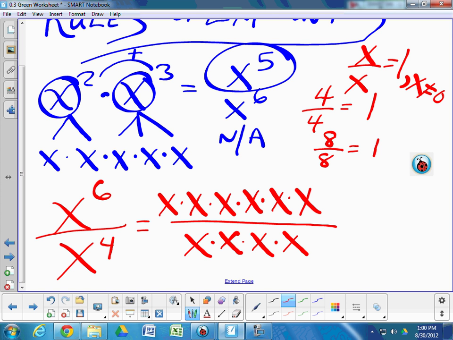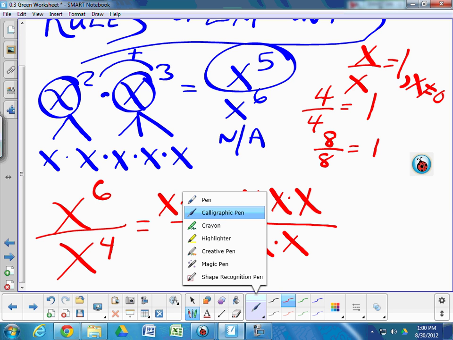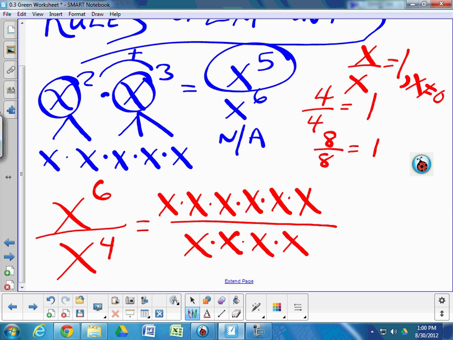bottom, right? And when they cancel, they technically become little ones. We don't always show them, but they're there. 8 over 8 is really 1 over 1, which is 1. And 4 over 4 is 1 over 1, and x over x is 1 over 1, which is 1. I want you to keep that in mind, because as we're eliminating these x's, they don't become zeros, they become 1s.